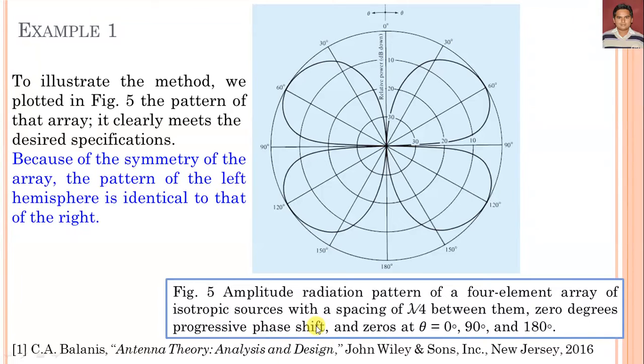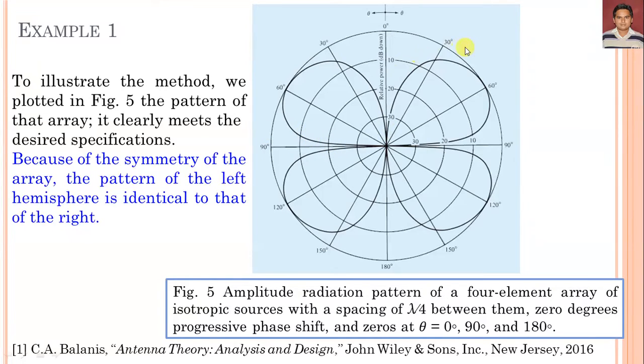A 0 degree progressive phase shift we have considered in this problem if none is given. In that case we have considered beta equal to 0 and zeros are given at theta equal to 0, 90 and 180 degree. In that case you can draw the pattern. So in this figure you can see at theta equal to 0 degree the null exists, at theta equal to 90 degree the null exists, and at theta equal to 180 degree the null exists.